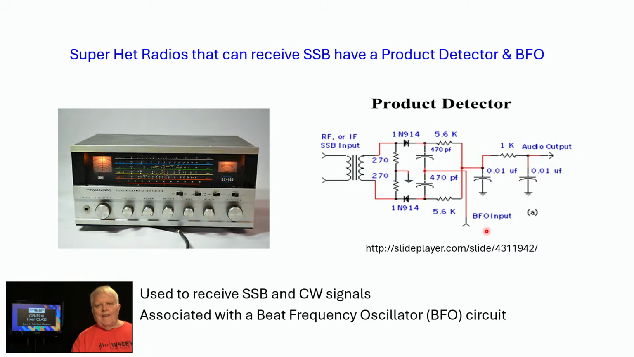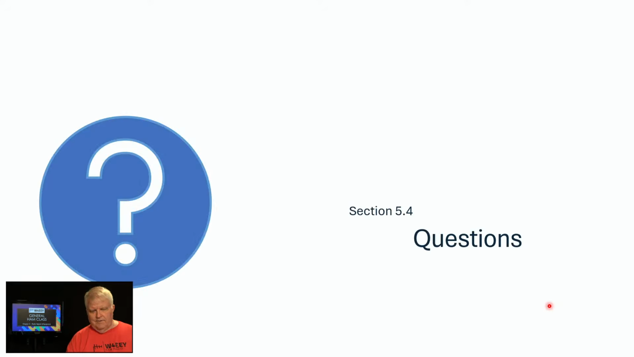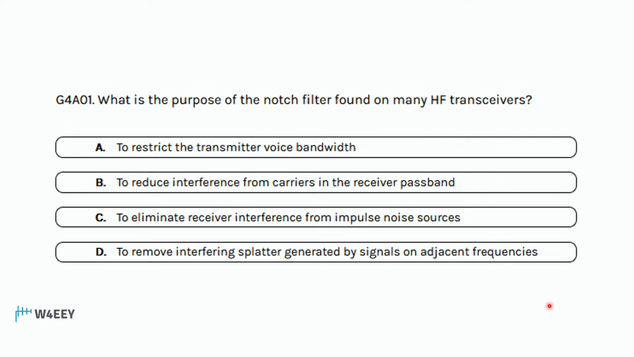This is the circuit that allows you to receive single sideband by injecting a signal that replaces the carrier that was eliminated when we generated single sideband. And when you get the BFO adjusted right and the tuning adjusted right, then you can demodulate single sideband signals. But single sideband signals are demodulated in an analog radio in a product detector. All right, questions? What is the purpose of the notch filter found on many HF transceivers?